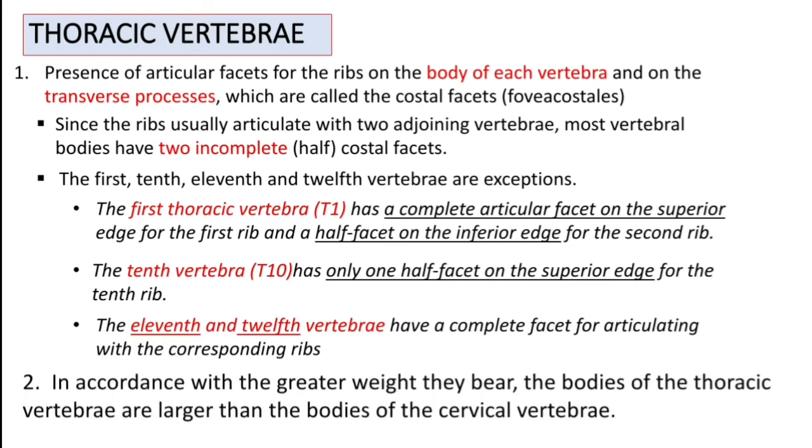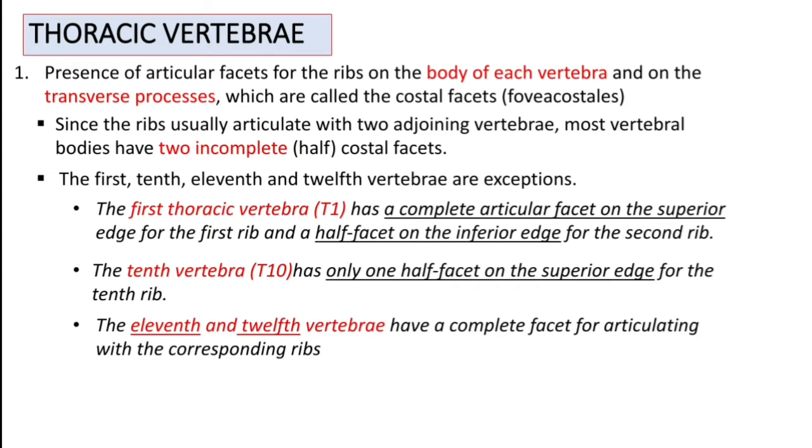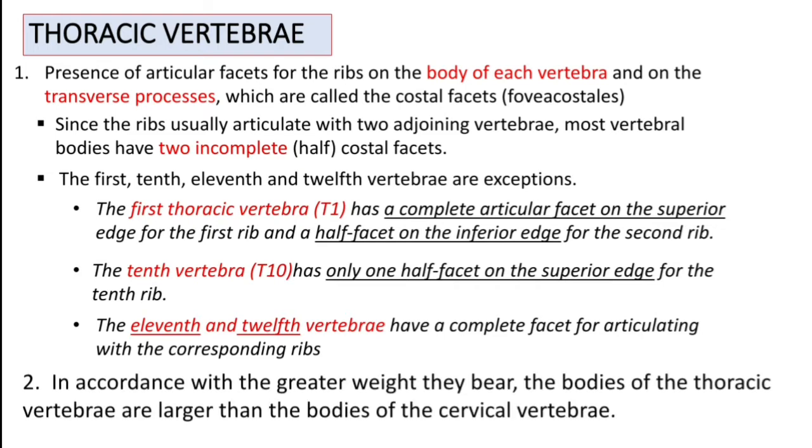So that was about the presence of articular facets on the vertebrae. That's the first prominent thing about thoracic vertebrae. Number 2, in accordance with the greater weight they bear, the bodies of the thoracic vertebrae are larger than the bodies of the cervical vertebrae, of course.